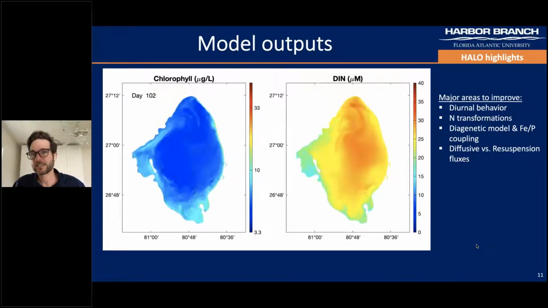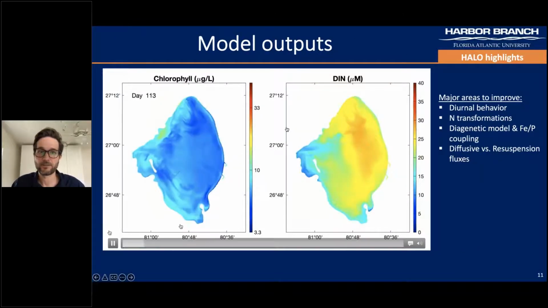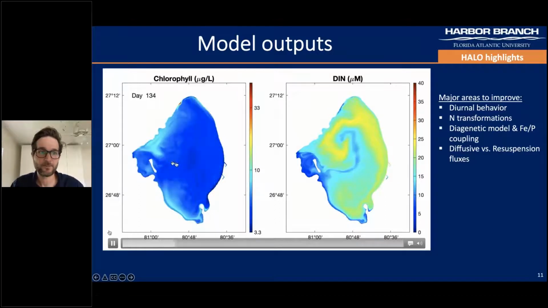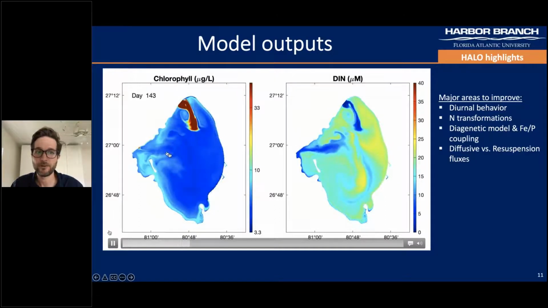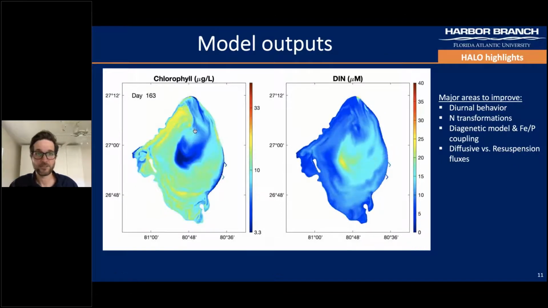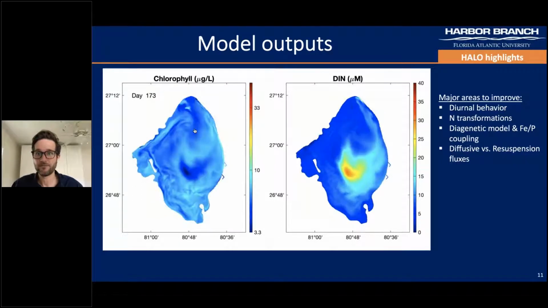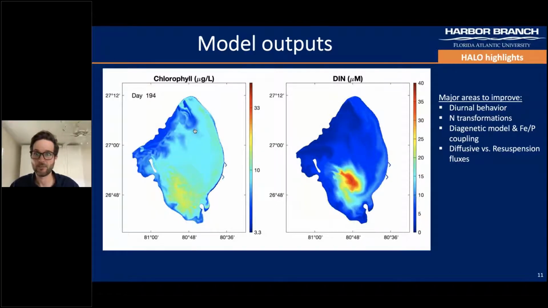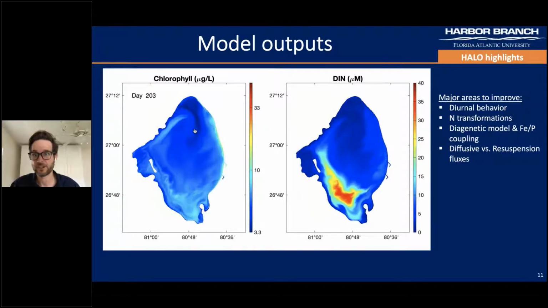So this is just an example of the model output for chlorophyll and nitrogen. And the whole idea is, if we could pinpoint when a bloom is going to emerge and where it's going to emerge, you could go ahead and then try to conduct your mitigation, whatever it may be, while it's still a tractable problem, while the bloom is still small, while it's still efficient to do so.